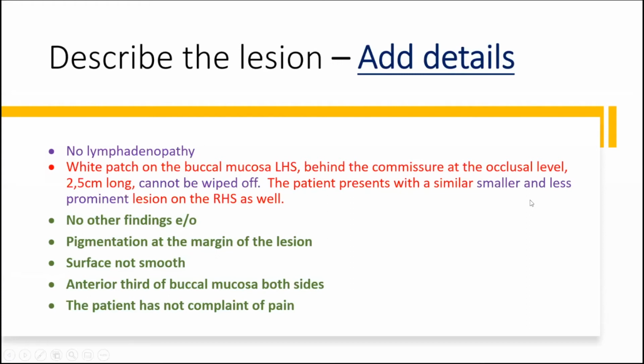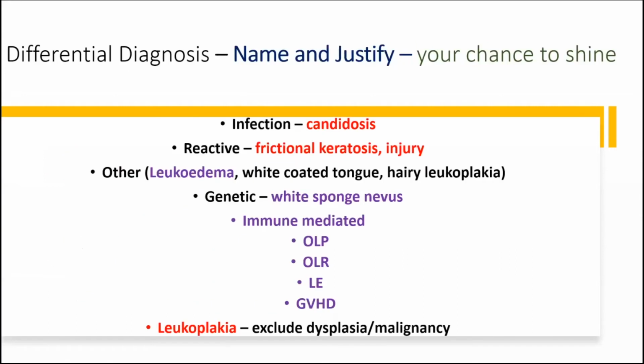So green will take you to distinction. To get the distinction, you have to say all the red, almost all the purple, and most of the green, okay? So that's why I've done that to all the rest of the slides. It's color-coded to help guide your revision to what your goal is for your finals. So differential diagnosis: name and justify.